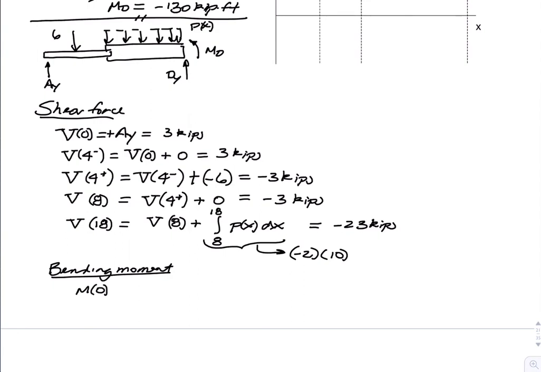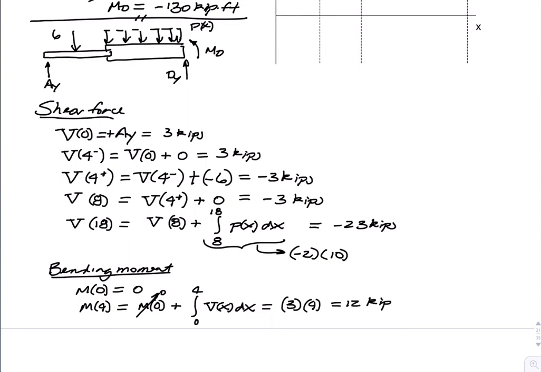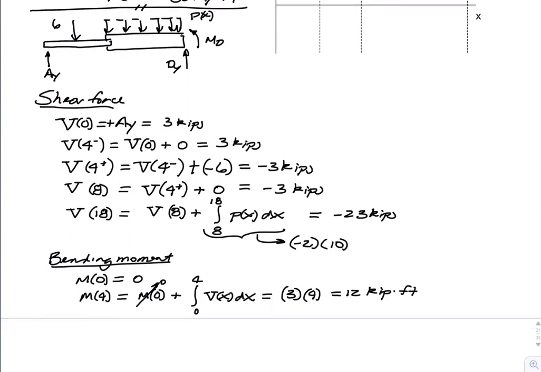On the left hand side we saw the M of 0. Well, there it's a free end, so M of 0 is a 0. Where the point load is applied, that's equal to what it is on the left end. And then of course we integrate V of x between 0 and 4. Again, M of 0 is a 0. Since V is a constant across there, it's 3, the constant times the distance there, 4. So M at B there is equal to 12 kip feet.